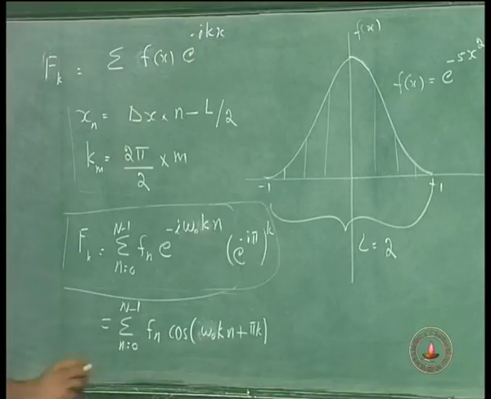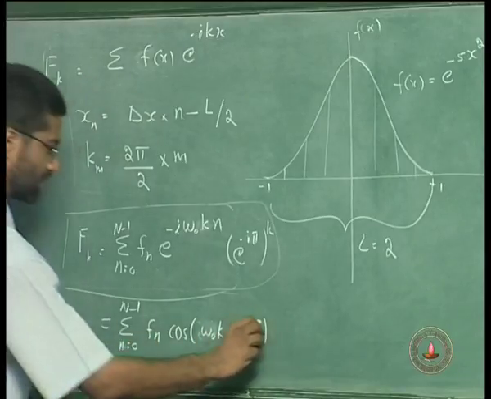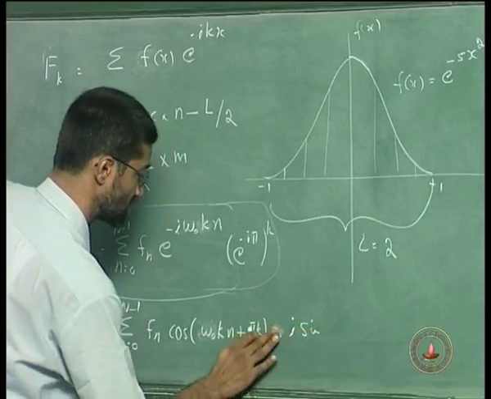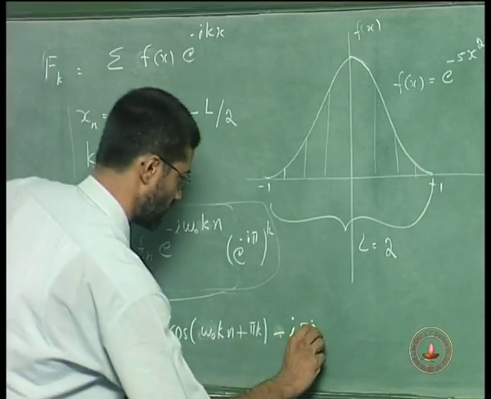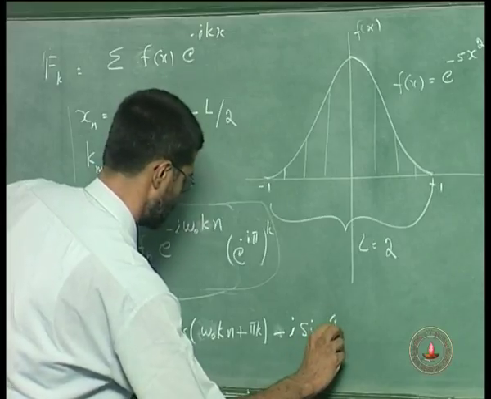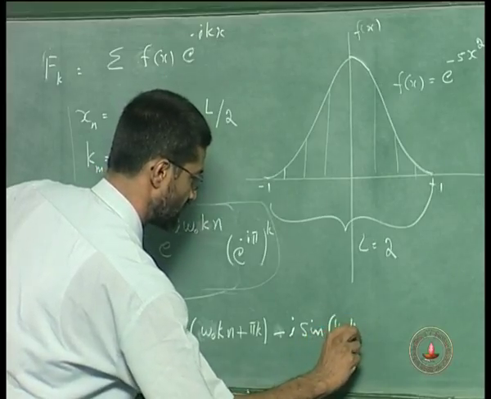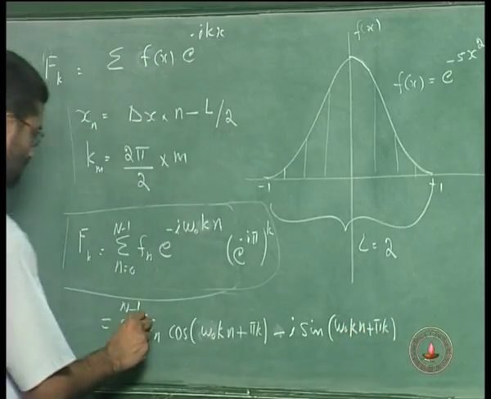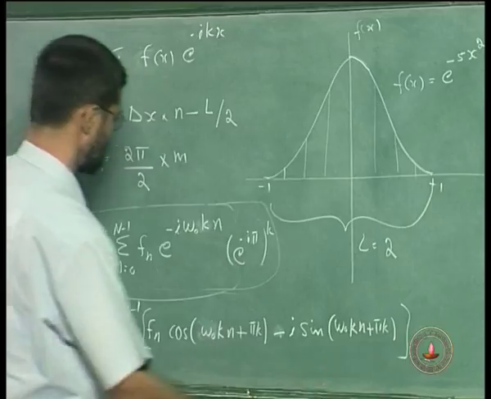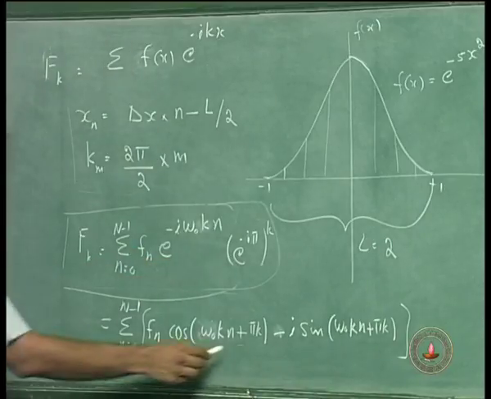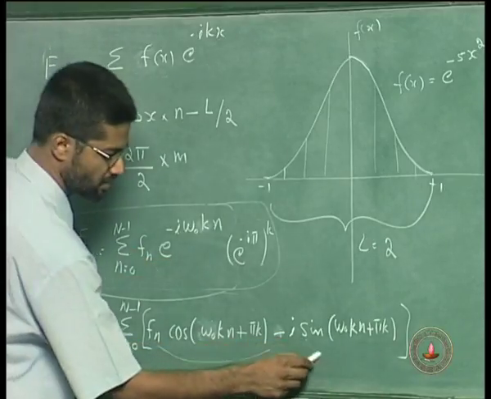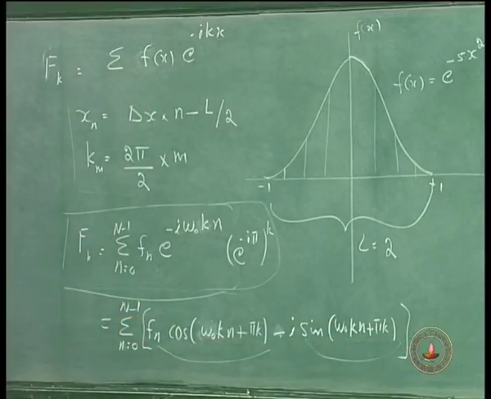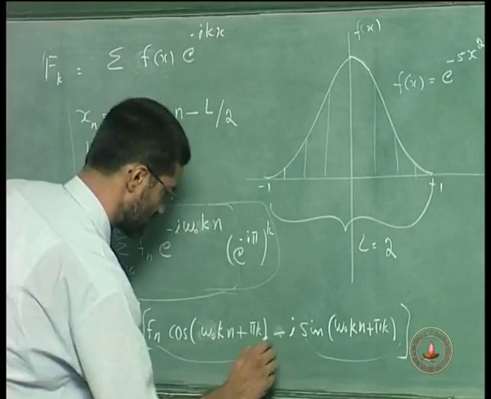That is the first term, and then minus i times sine of omega naught k n plus pi k. That is the sum. I split this into two so that I can evaluate this term and this term. That is the imaginary part and that is the real part. So I do the real part and the imaginary part separately here.